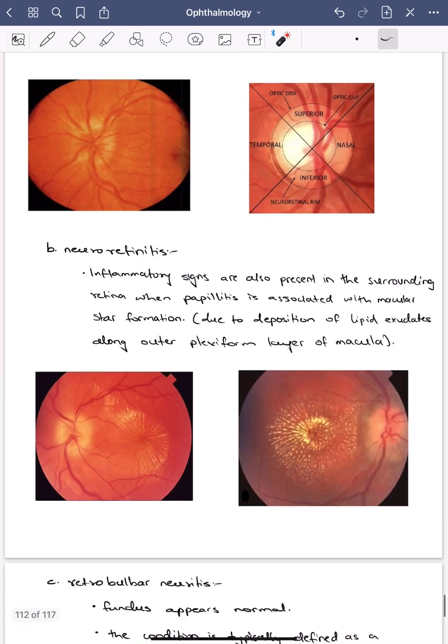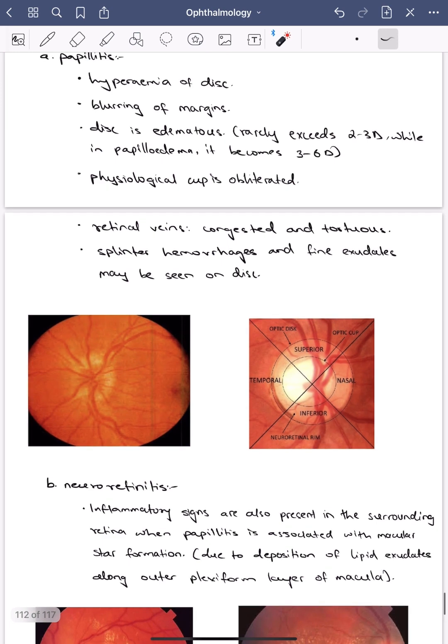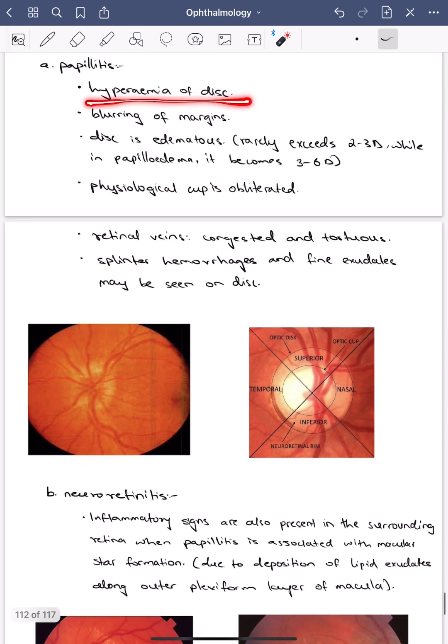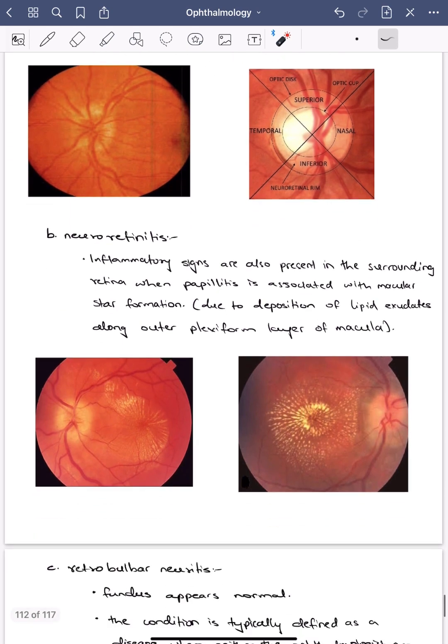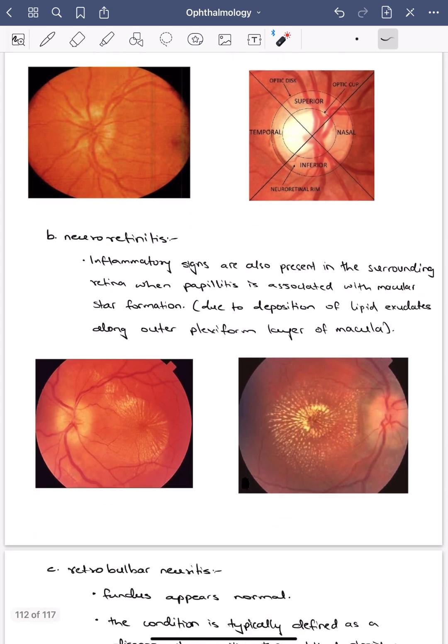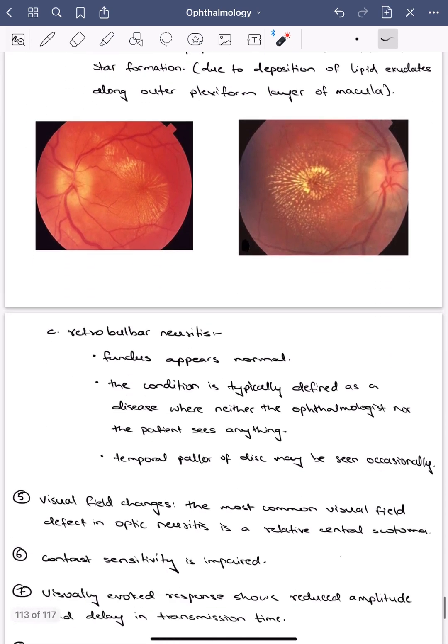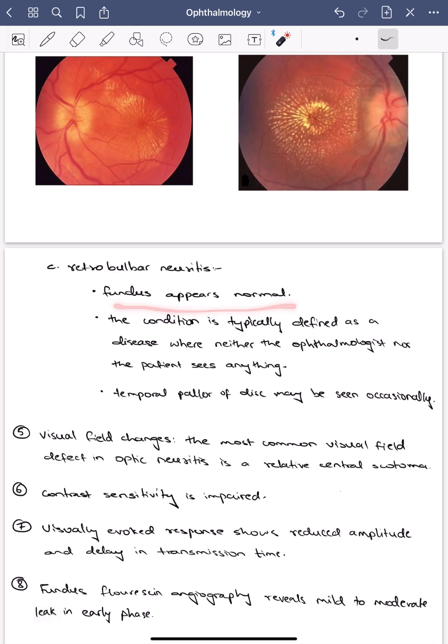So again, the ophthalmoscopic findings: in papillitis there is hyperemia of the disc, blurring of margins, disc edema, physiological cup obliteration, the retinal veins are congested and tortuous, and splinter hemorrhages and fine exudates are seen. In neuroretinitis there are features of papillitis along with macular star formation, and in retrobulbar neuritis the fundus appears normal, and the typical feature is that the ophthalmologist and the patient cannot see anything.